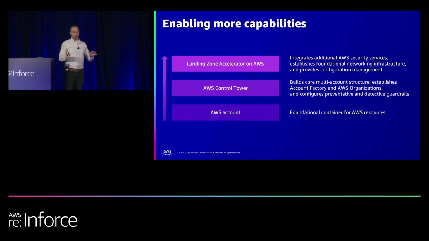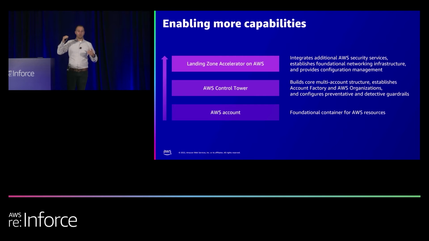So now as we talk about where Landing Zone Accelerator really fits in the solution portfolio, and where it fits with respect to AWS Control Tower, I wanted to present this in a way that shows where the differentiators are for each capability. At the very foundational layer, you have the AWS account, which is the foundational container for AWS resources. That's your out-of-the-box security and billing perimeter.